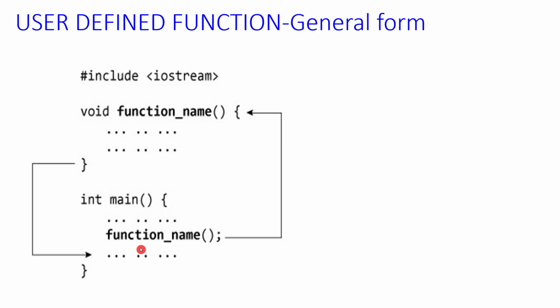So let's see the general syntax of a user defined function. Just like this, you have a hash include iostream, you have a void function name and a set of commands, then you have the integer main commands. We'll see in detail.